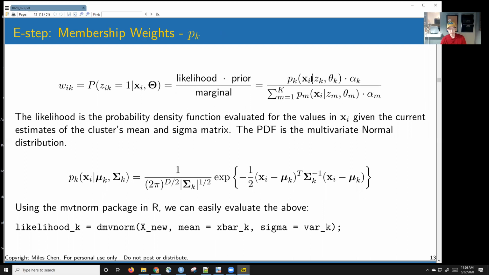And then as far as the p sub k goes, that's the probability density function, the PDF of x. x is the two-dimensional vector that we have, and we're asking what's the probability of getting that given your mean vector and sigma matrix. This can be found using the multivariate normal density. You can plug it into the PDF, but we're going to make our lives a lot easier by using R's function, dmvnorm.